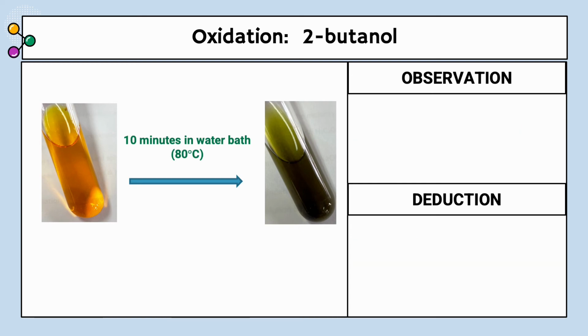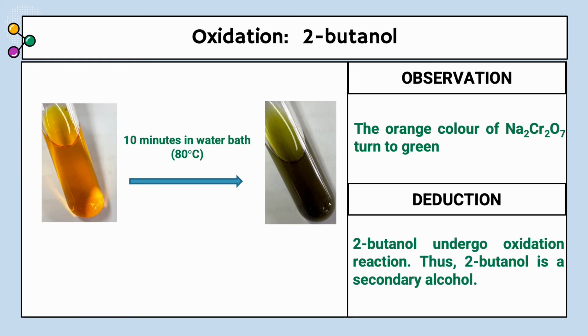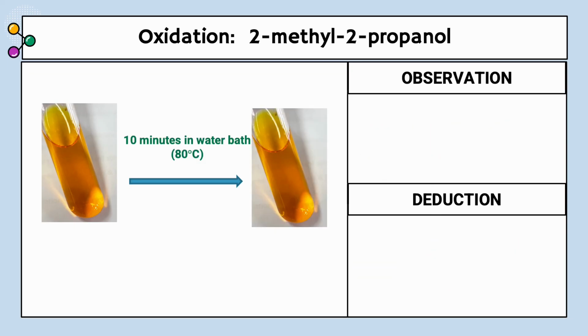Now, proceed to the next test is saya repeat the same experiment, but saya akan gantikan 1 butanol itu dengan 2 butanol. So saya akan dapat observation yang sama, which is the orange color of the sodium dichromate itu will turn to green. So the deduction that you can make is the 2 butanol can undergo oxidation, thus 2 butanol is a secondary alcohol.